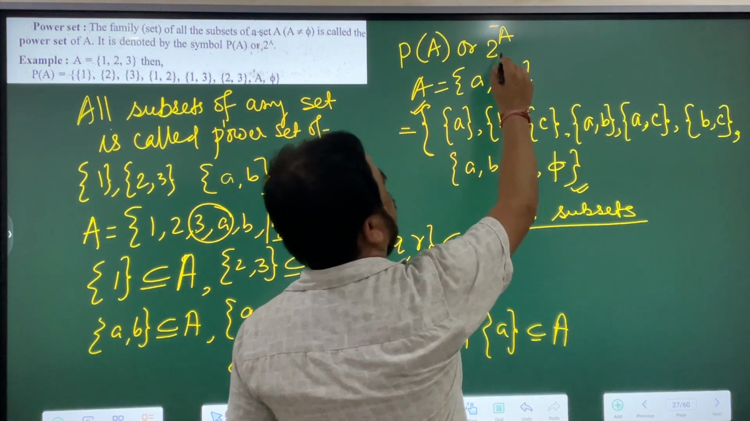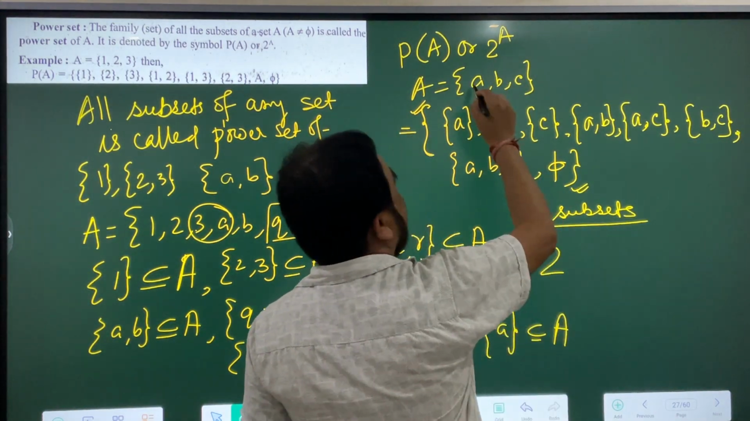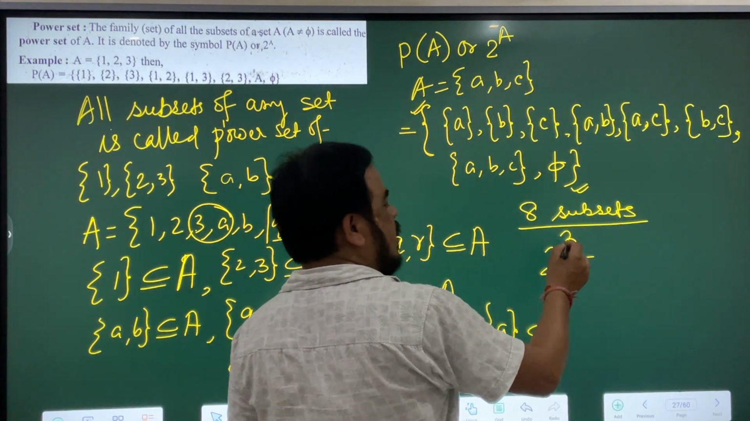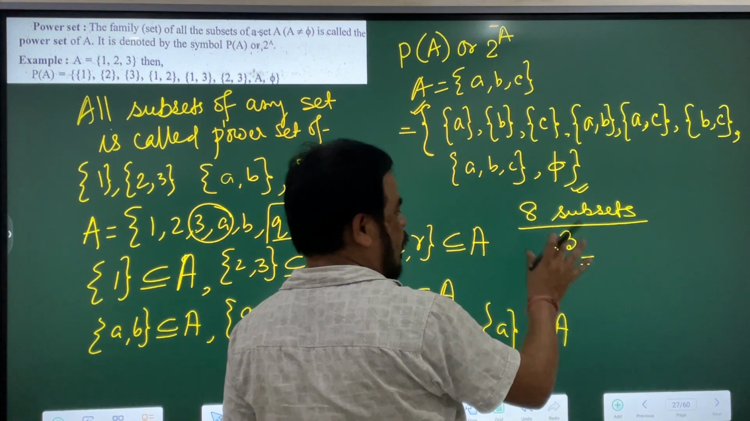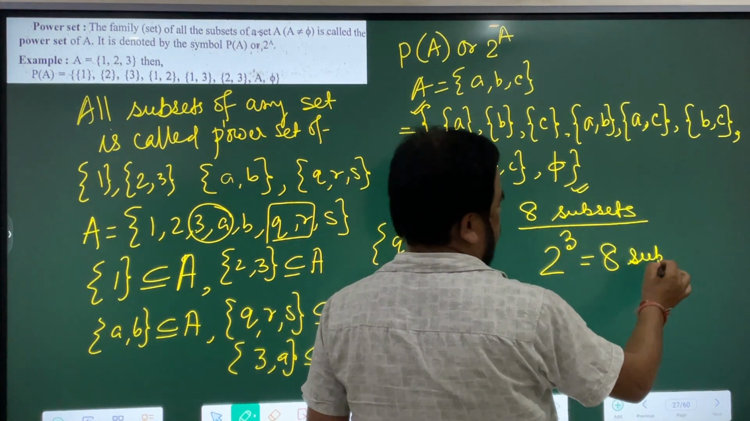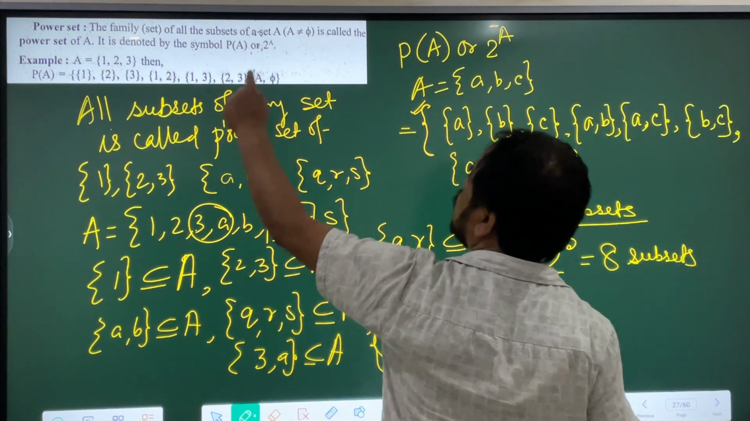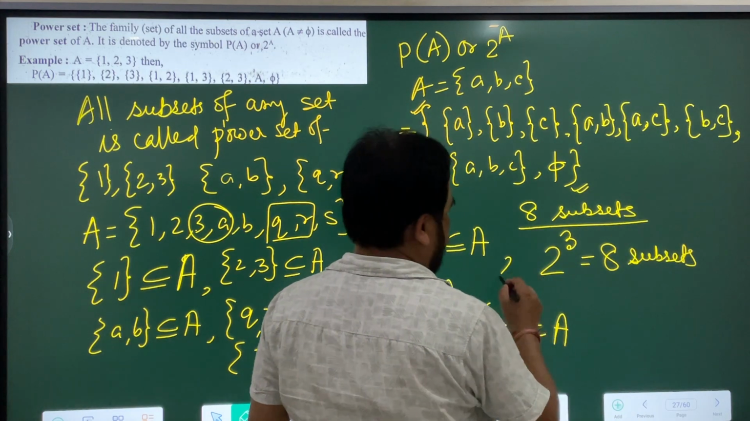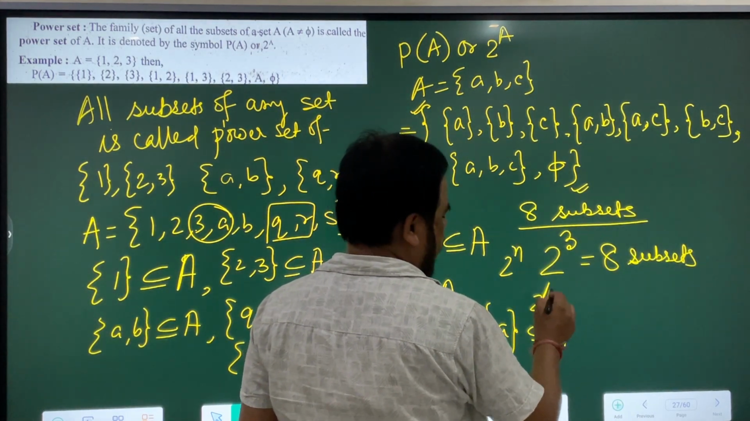We will apply this formula, 2 to the power n. Here how many elements are there? 3. So 2 to the power 3 is the formula. 2 to the power 3 is 8. That means we will get 8 subsets. This is the formula written here. 2 to the power A, or 2 to the power n, we can say, whatever it is. But here it is the number of elements.